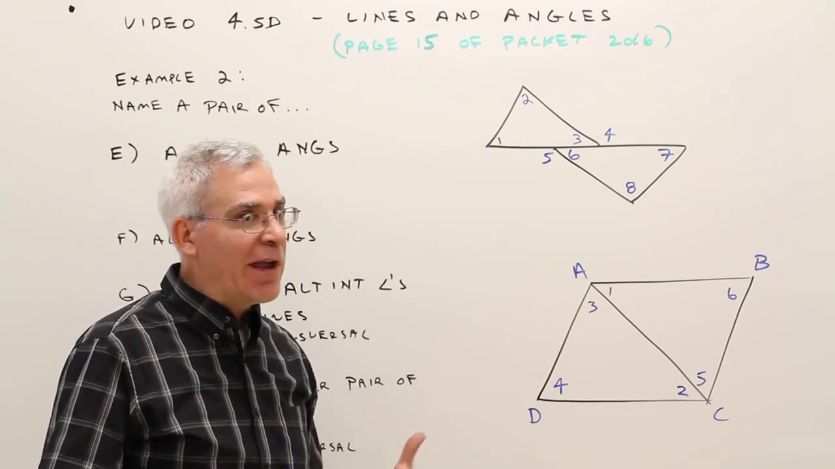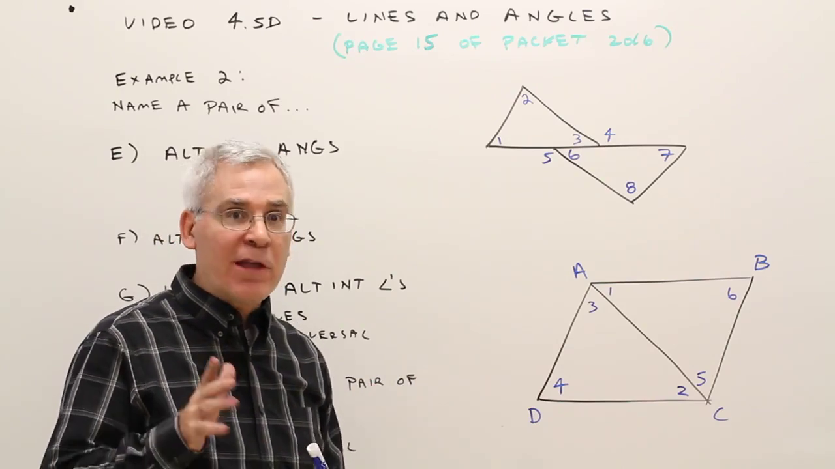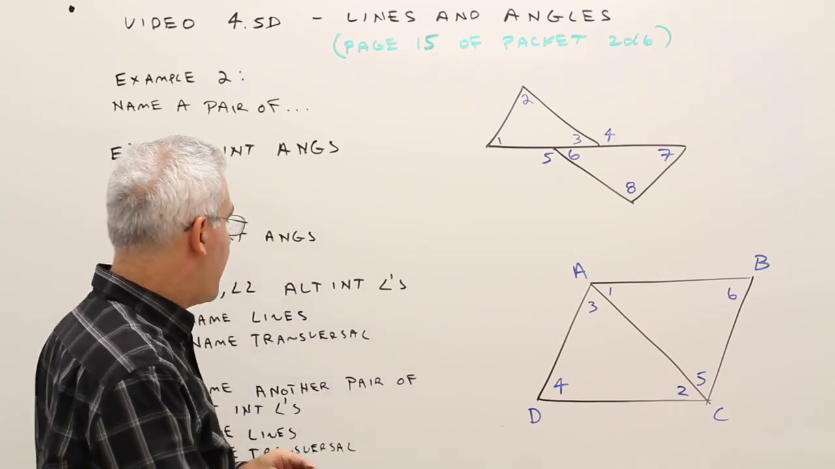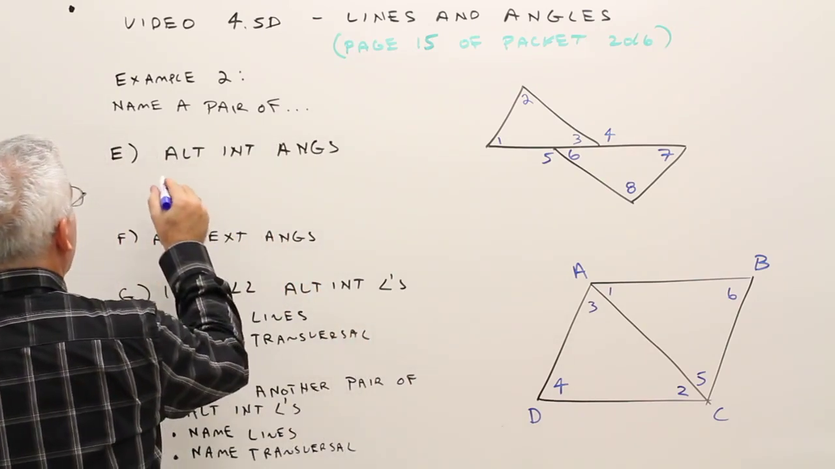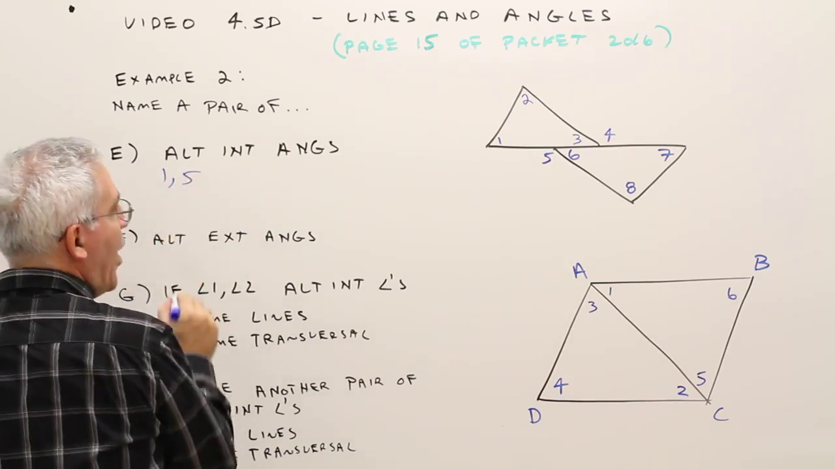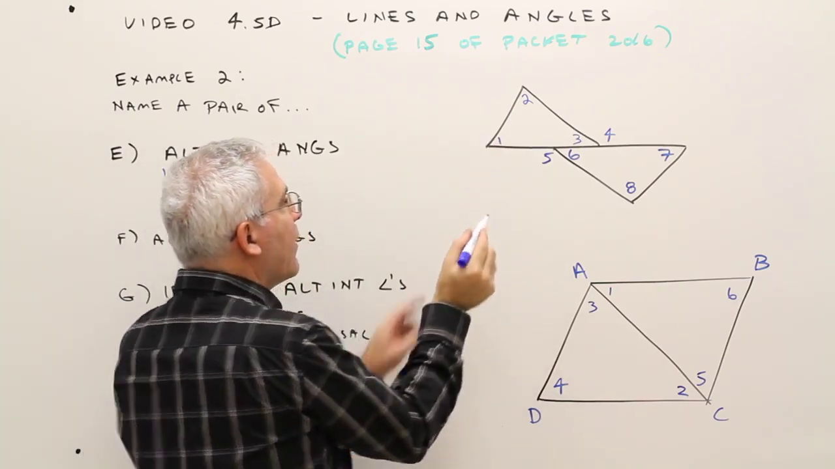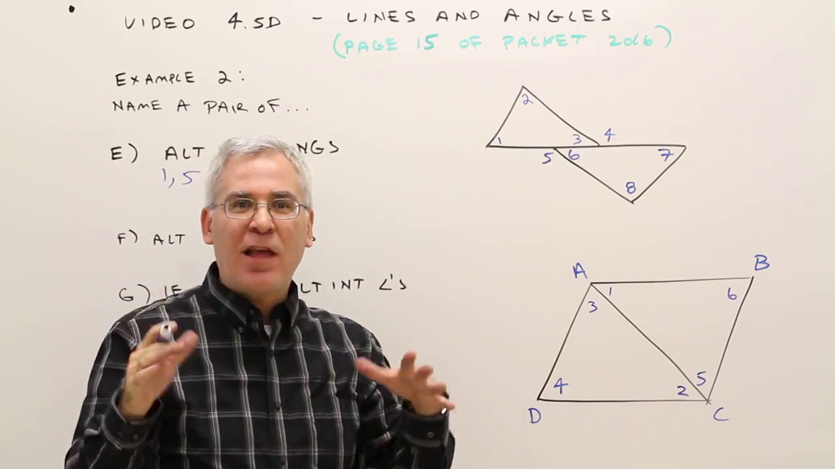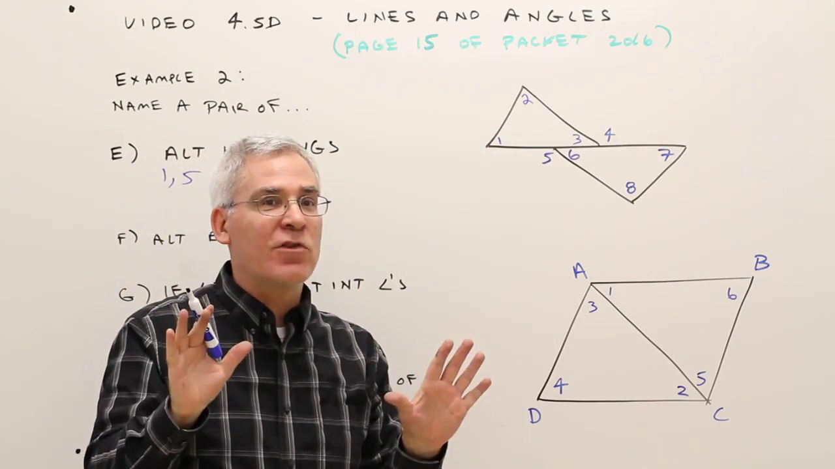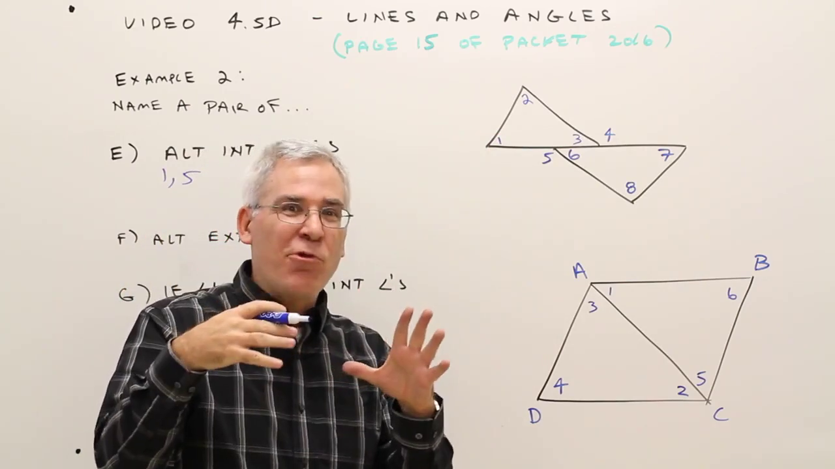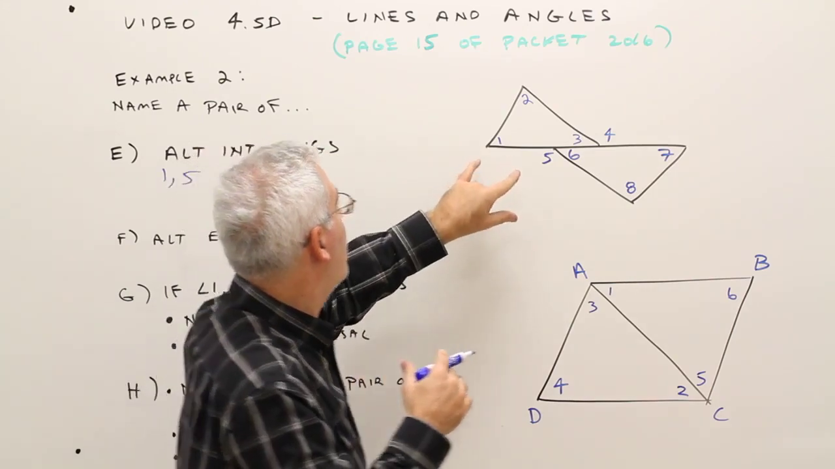Again, for the interior angles, there's going to be a lot of them. We're looking for the Z formation. Okay, and I'll try to go in some kind of order. So I'm going to say angle 1 and angle 5. And you might not be able to visualize that, so again, I strongly suggest that you redraw things. So let me show you 1 and 5.